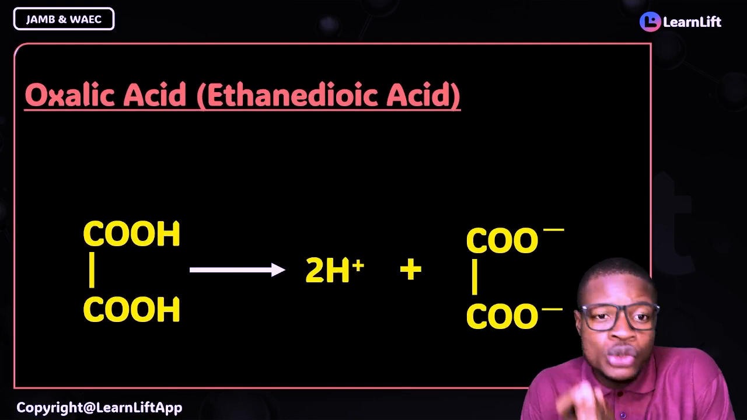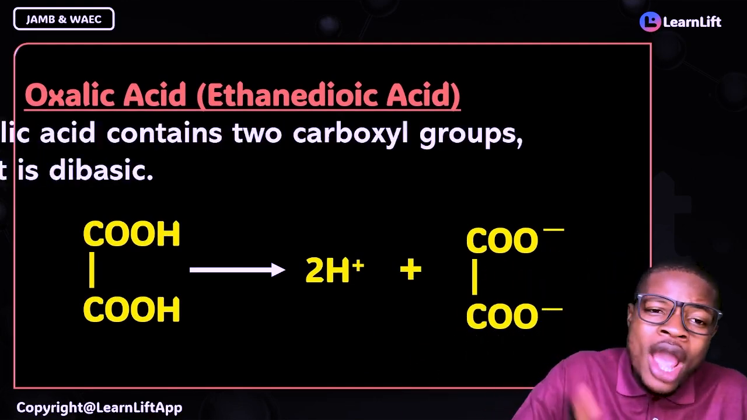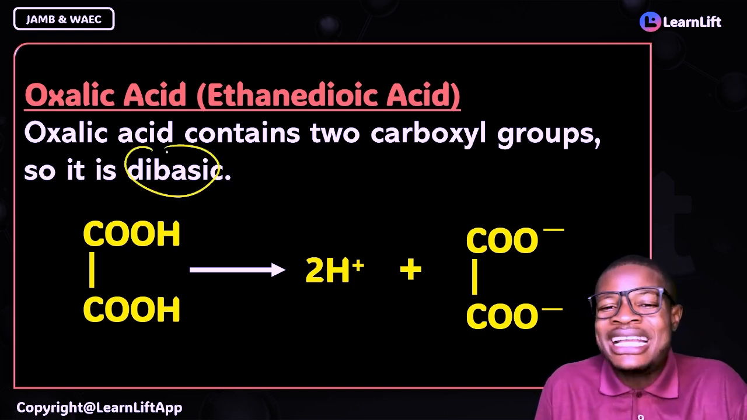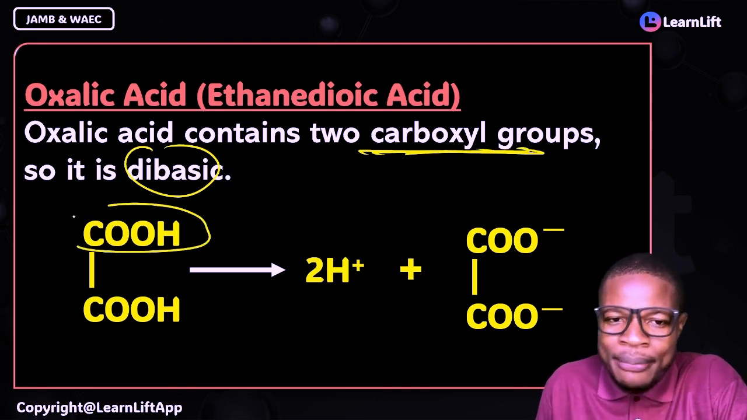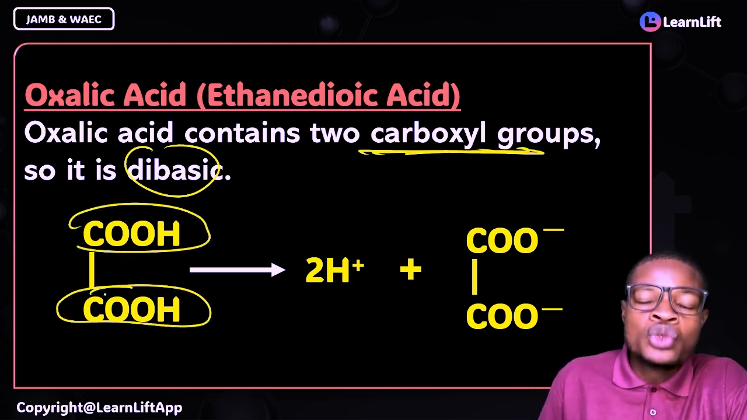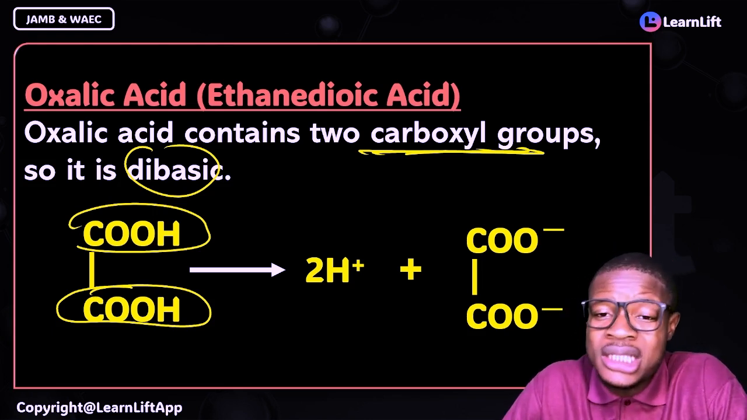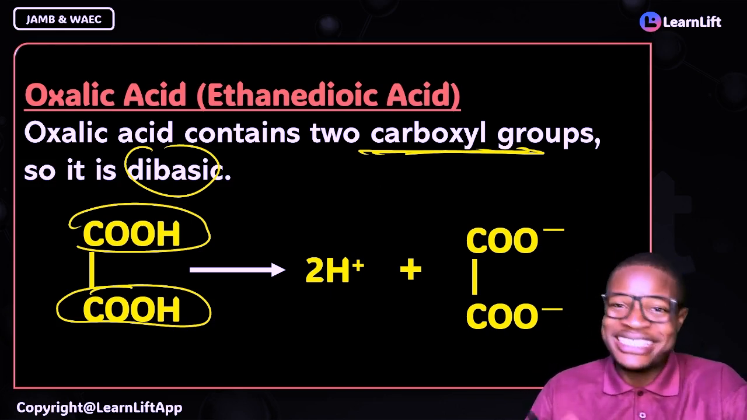Another one I drew your attention to is oxalic acid, also called your ethane dioic acid. What is the basicity of this guy? The basicity is 2. It is dibasic. Oxalic acid contains 2 carboxyl groups. This is 1 carboxyl. This is another carboxyl group. 2 carboxyl groups is what you have there. That's why their basicity is 2. It is dibasic or diprotic. Does it make sense? That's everything.